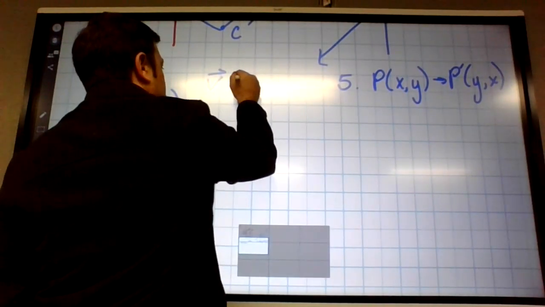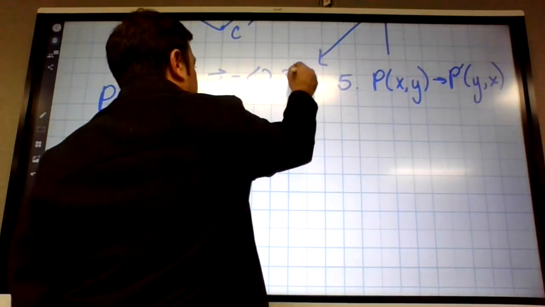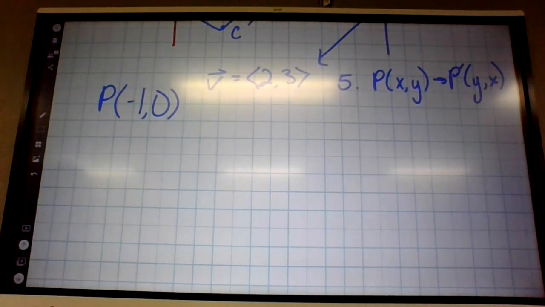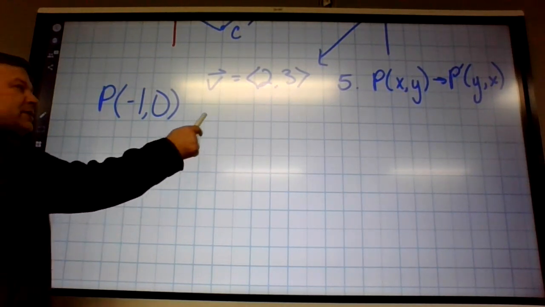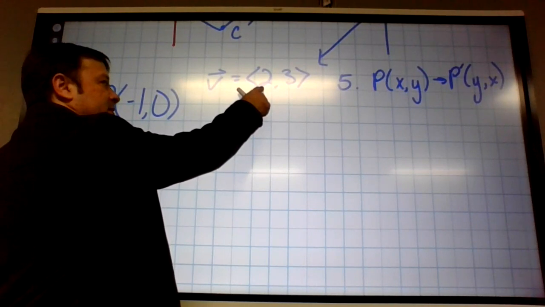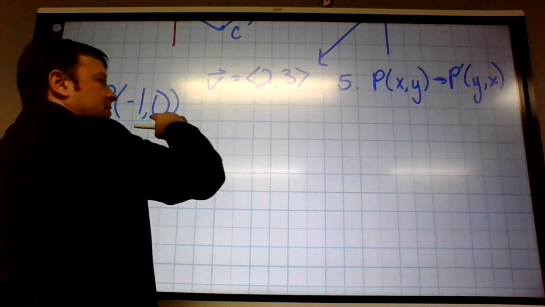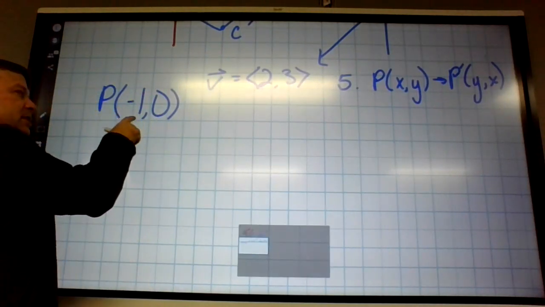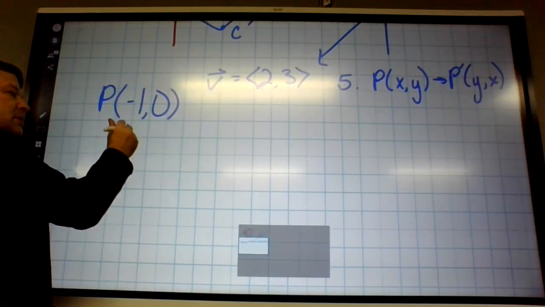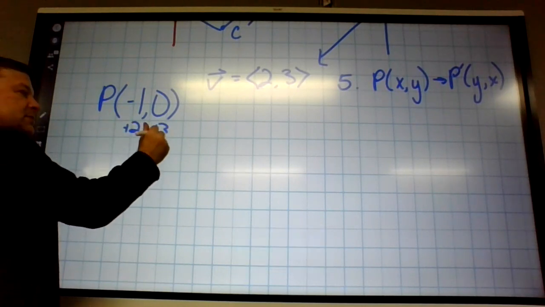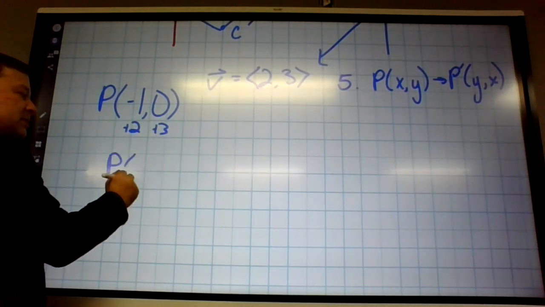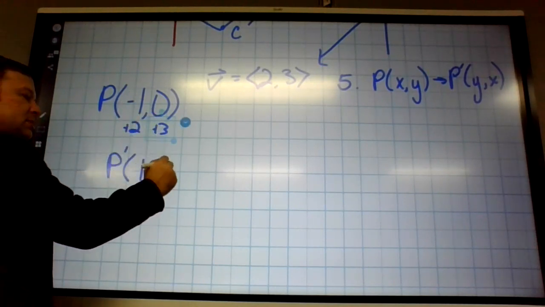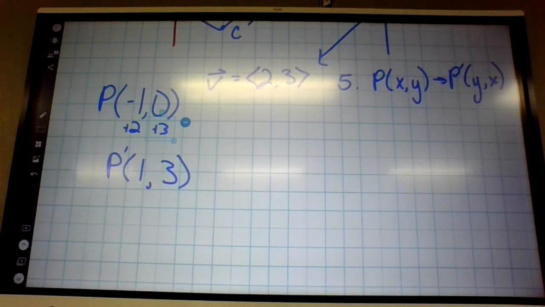Are we back on the graph paper? No, you don't have to graph these. It just says state the coordinates of the points. So if the vector is 2, 3, what does that mean? You go right 2 and up 3. So what would that do to the coordinates of the point? So P prime is gonna be -1 plus 2, 0 plus 3, which is 1, 3. Do we do that with all of them? Yes.